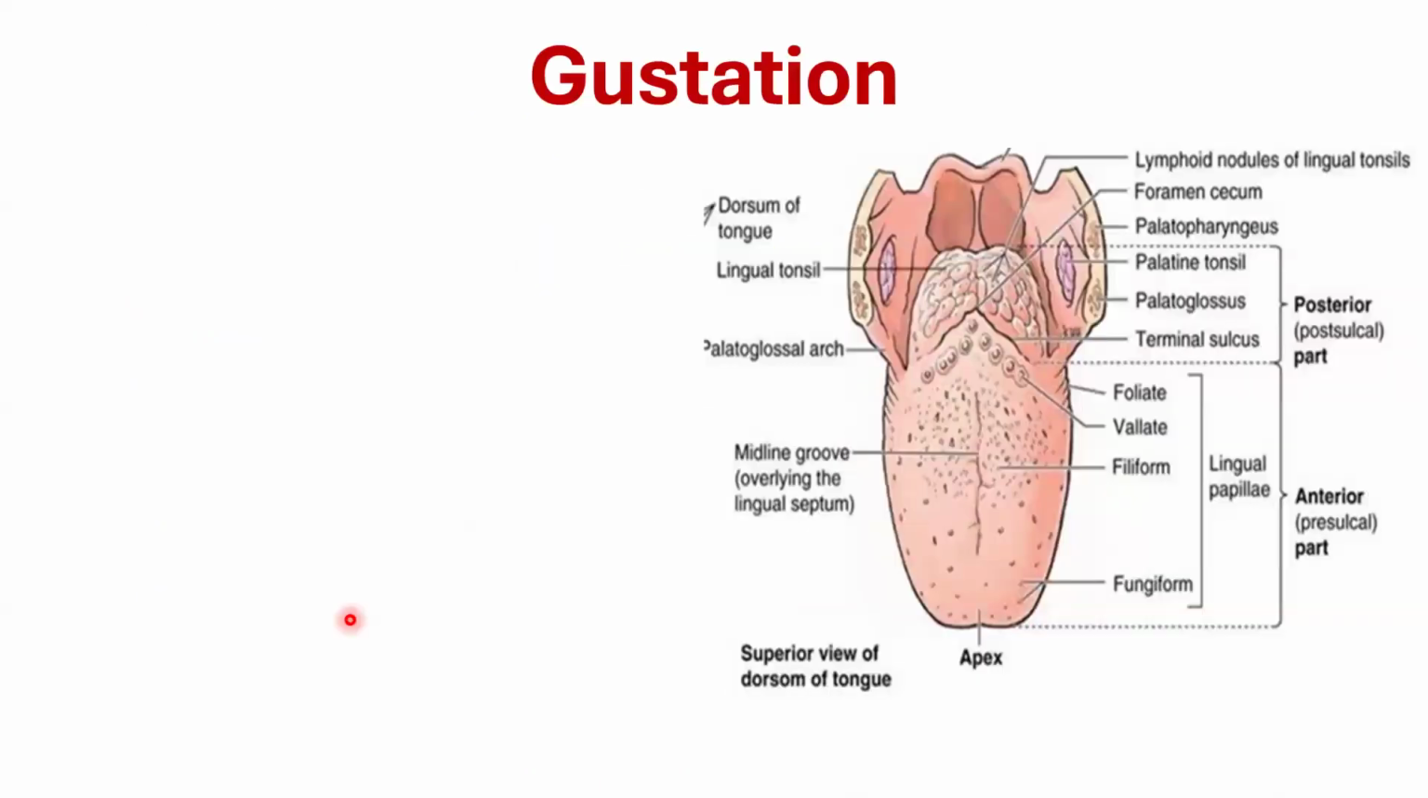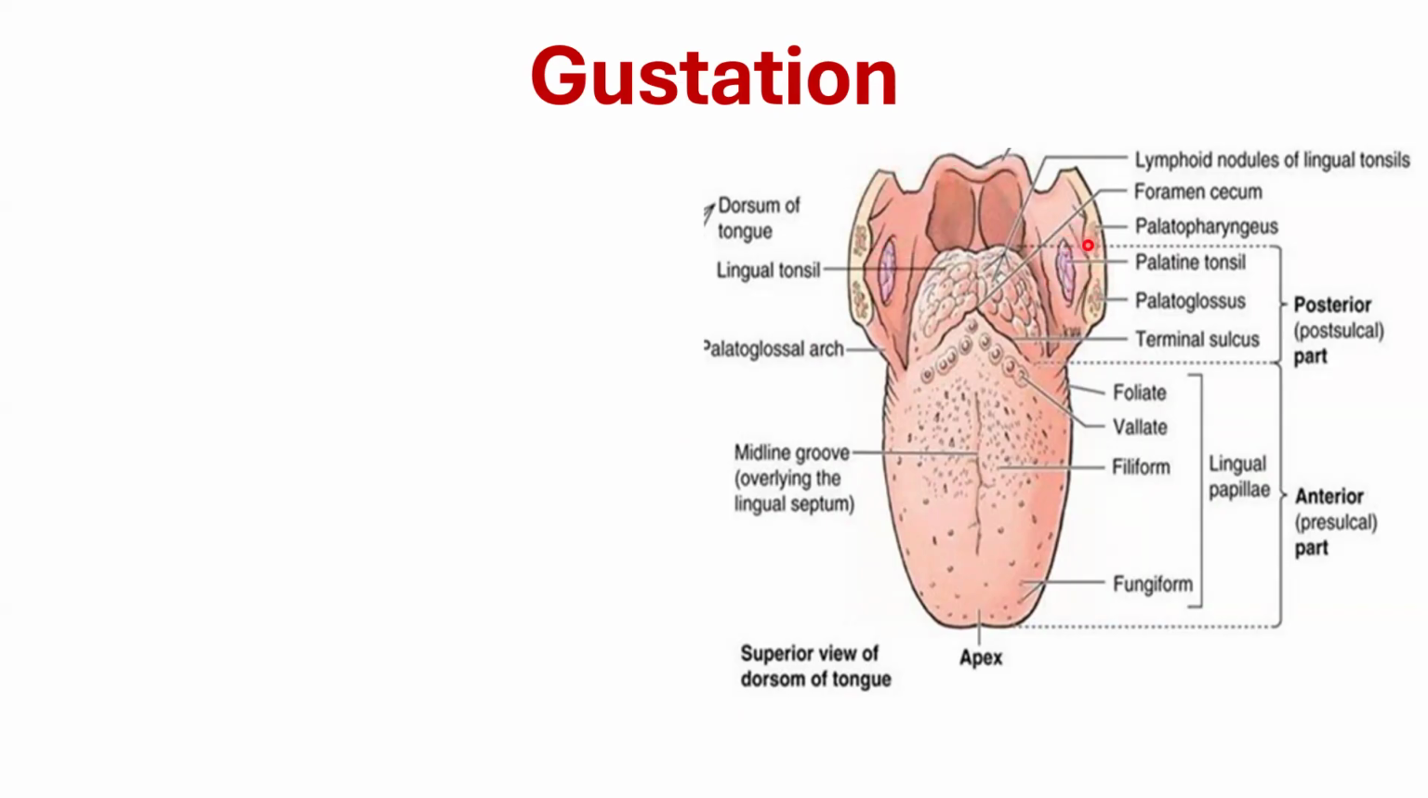The other one that we'll talk about is gustation, and gustation is the tongue. The tongue is a special organ, and it is the one that gives us the taste, as you can appreciate here. This is the tongue. Here you have the epiglottis. Then we have the palatine tonsil.